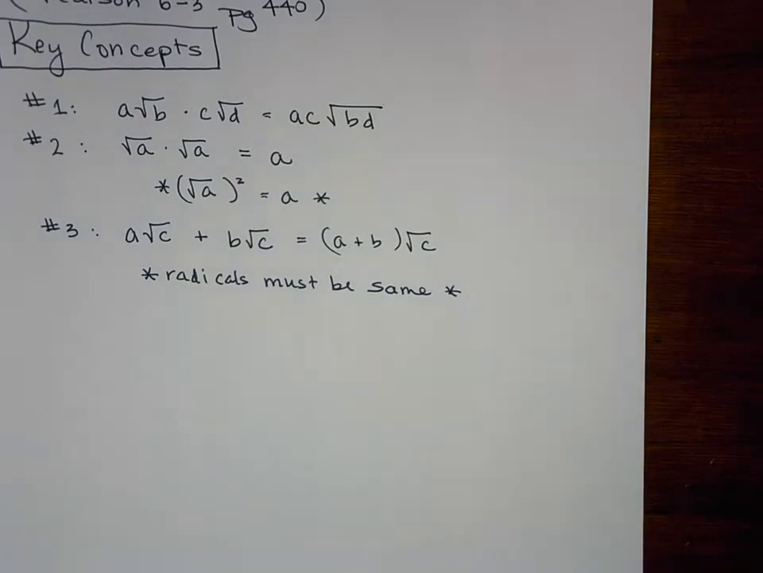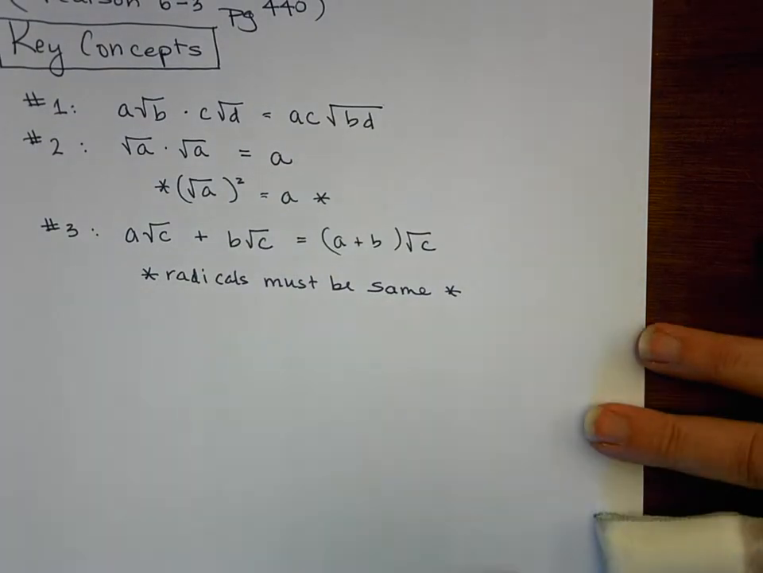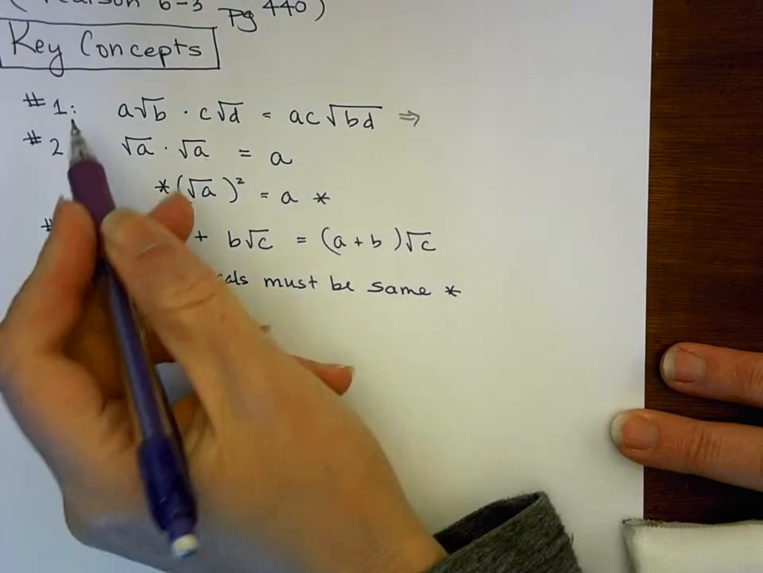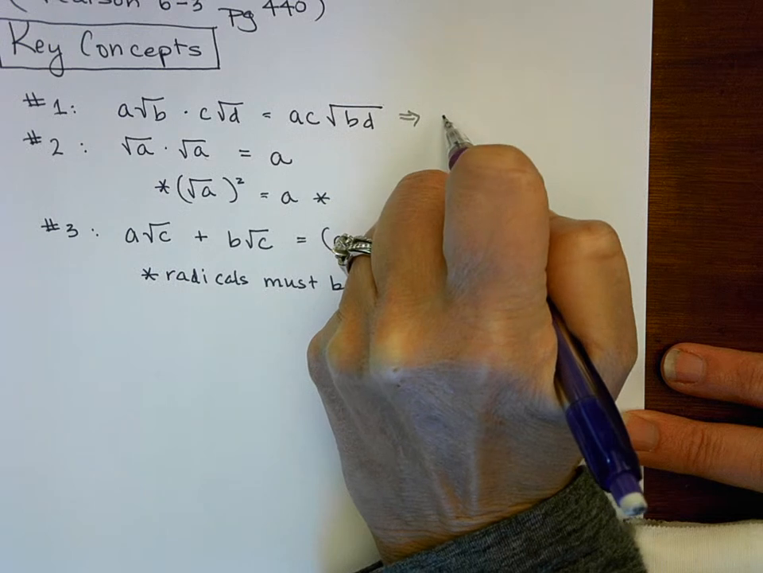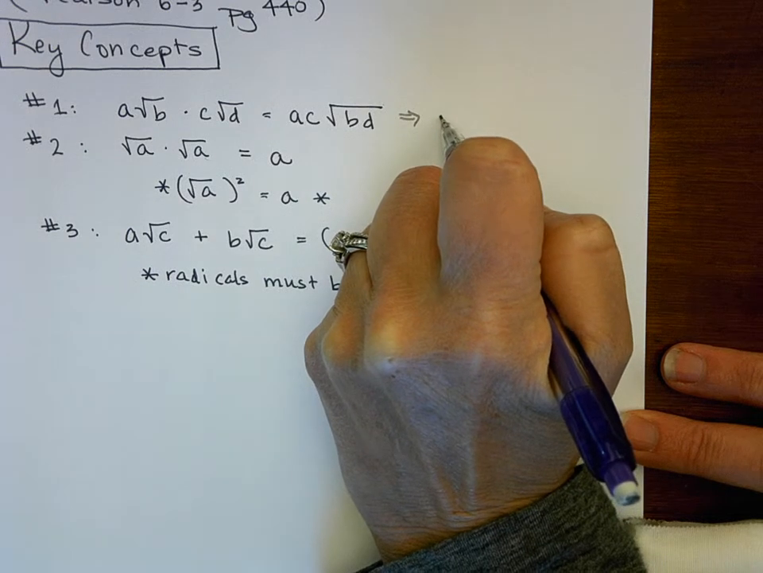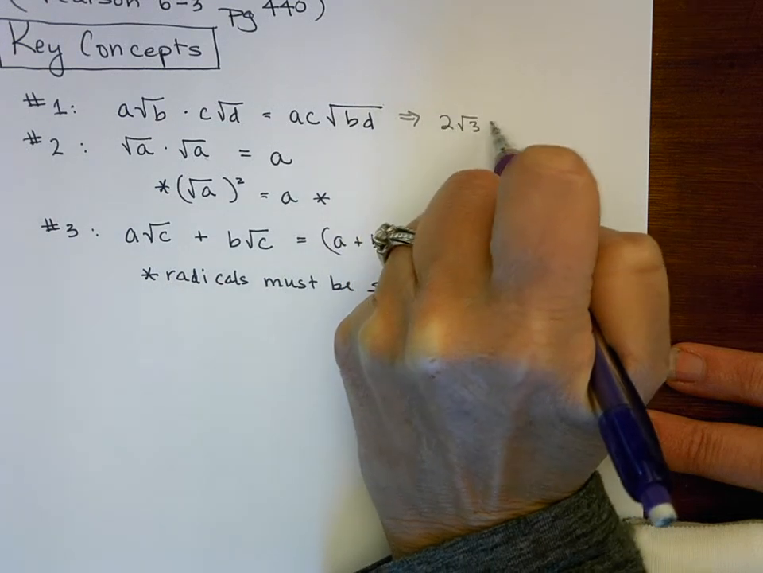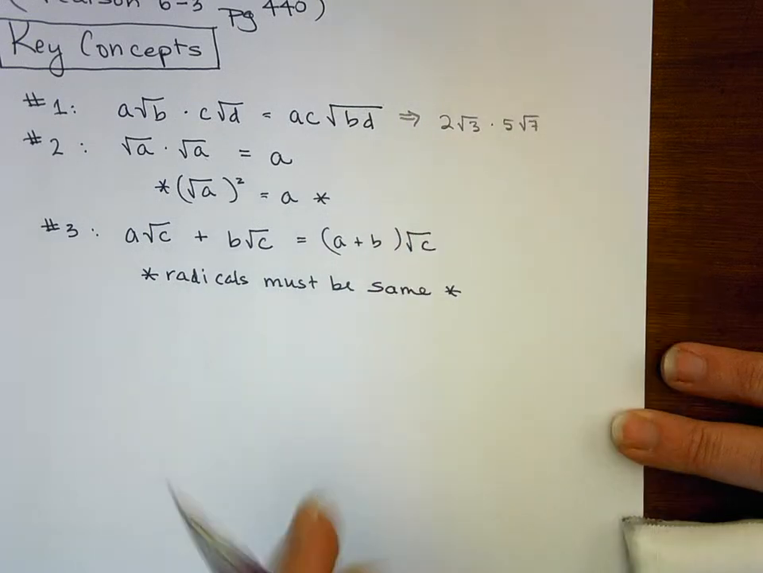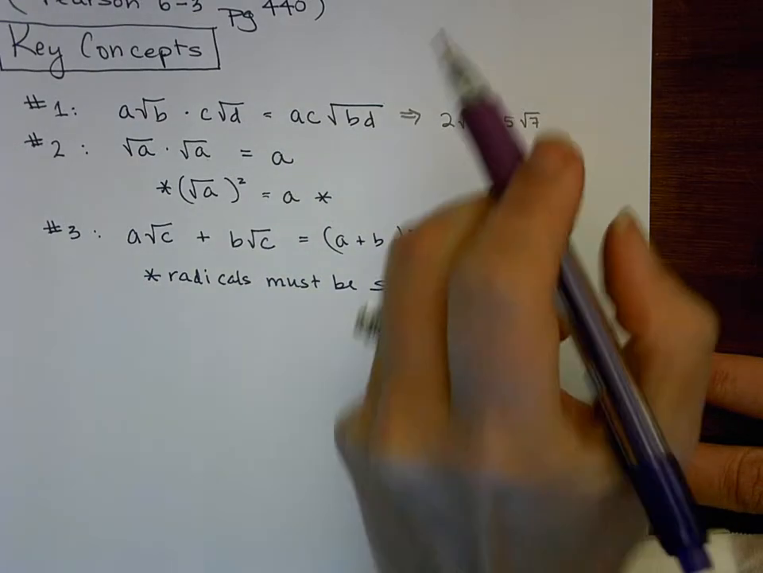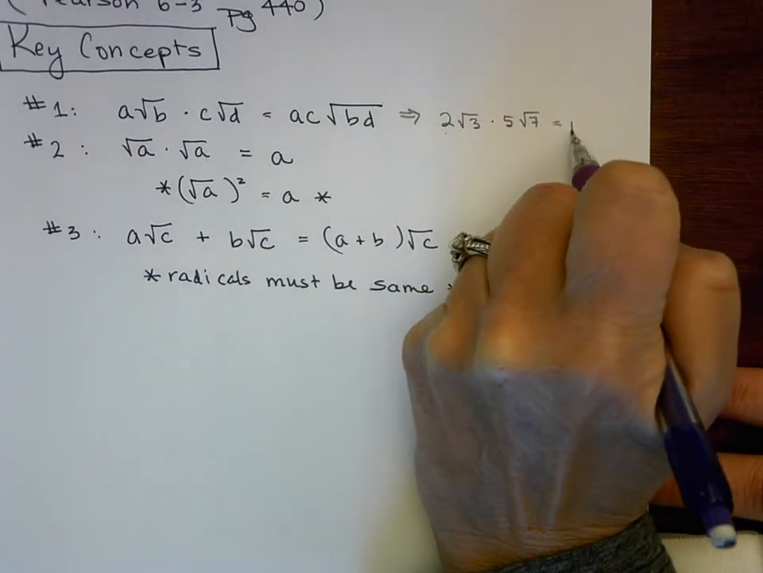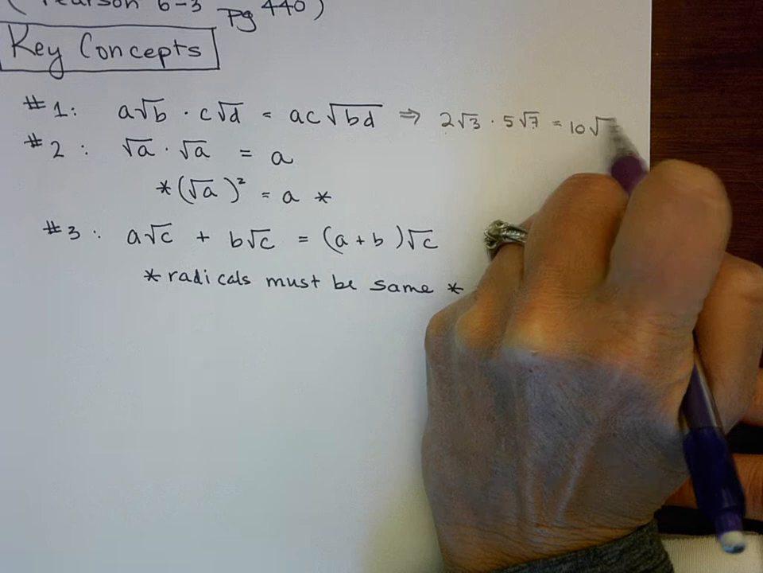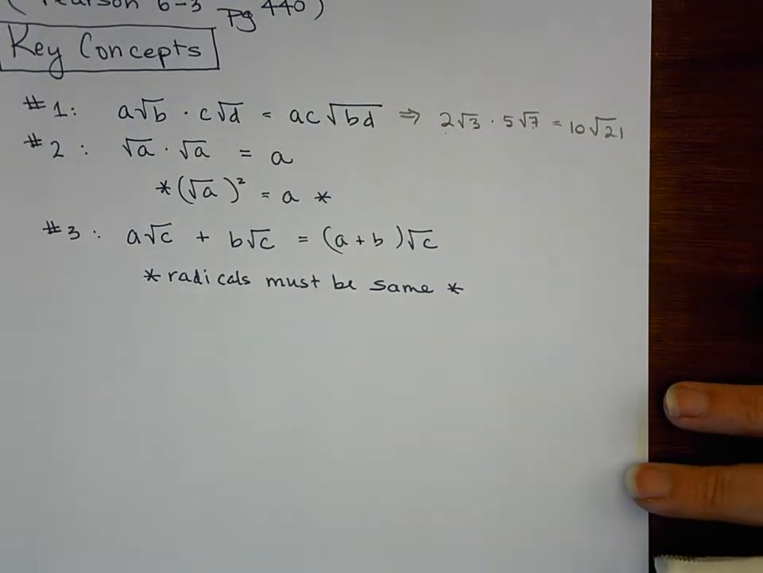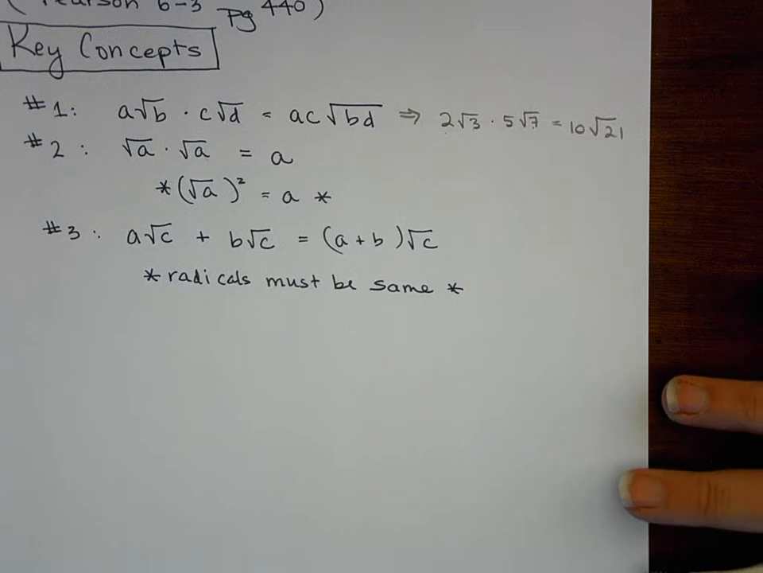So off to the side here. So this is key concept number 1. If I have something along the lines of, say, 2 root 3, and I want to multiply that by 5 root 7, for multiplying, I would just multiply the 2 and the 5 together, and then the 3 and the 7. And then I would try to simplify, but I can't simplify 21, and so that would just be my answer. Okay.